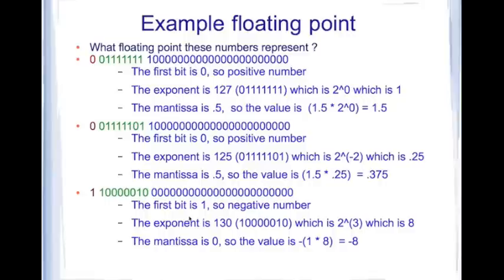Similarly, the next example talks about integer 8, which is minus 8 in this case. The first bit is 1, which is negative. This is followed by excess-127 notation, which is 3 here, because the value is 130. So 130 minus 127 is 3. 2 to the power of 3 is 8. The fractional part is nothing, everything is 0. So 1 into 2 to the power of 3, and it's a negative value, so it's minus 8.